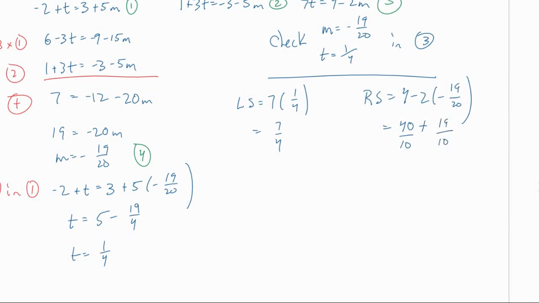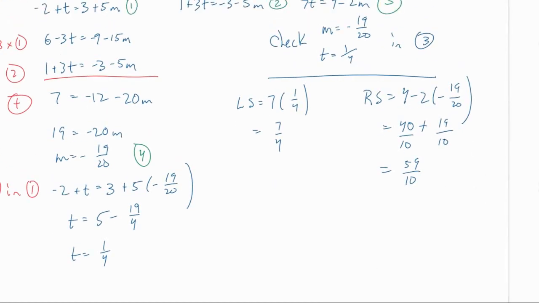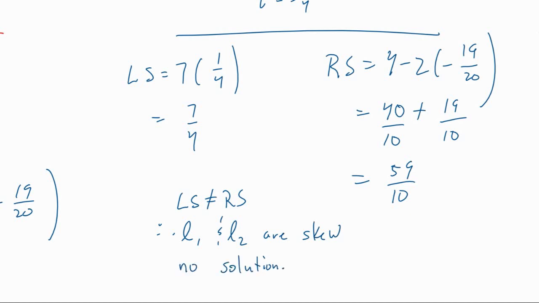Okay, just common denominator, just some fraction work, but you could plug that all into your calculator and not do it the long way. 59 over 10. What does that mean? Left side not equals right side. Therefore, L1 and L2 are skew. This is the fourth case. And there is no solution. And we're done because there's no solution, so we can't state the solution.